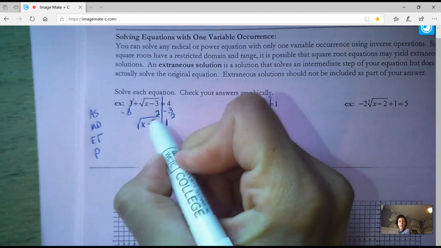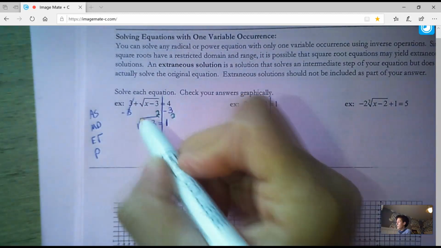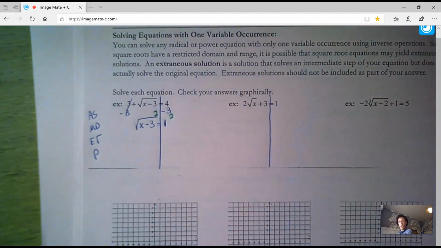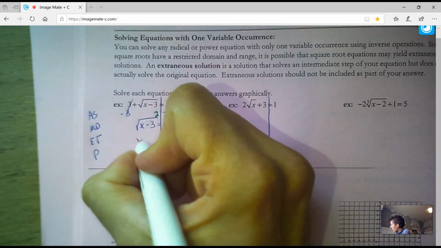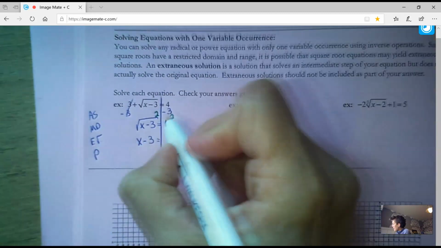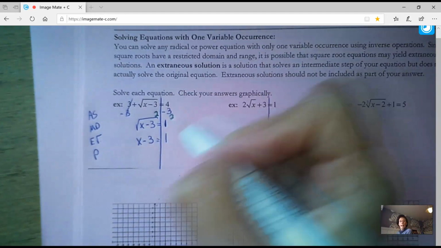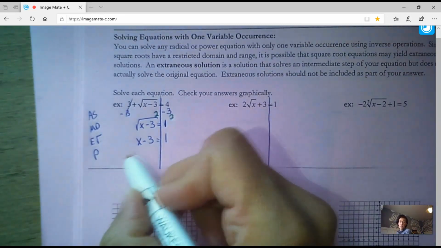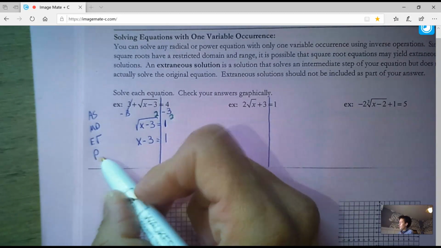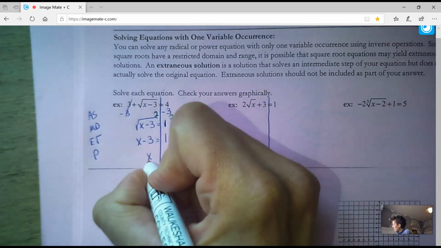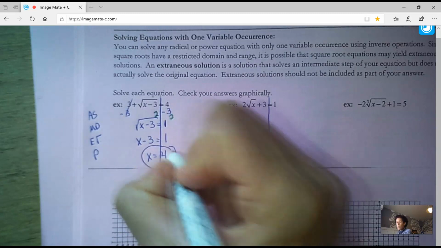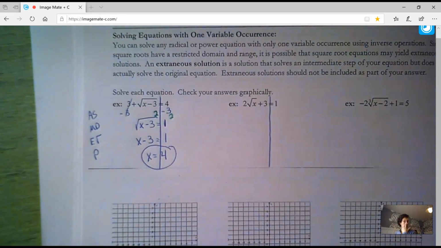When I square the left side, that little square cancels out. That x minus 3, they undo each other because they're inverses. So I'm just left with x minus 3. And when I square 1, just 1 times 1, that's 1. And now to get x by itself, I'll just finish it up. It's kind of like that was in parentheses. I'll just add 3 to the other side, and when I'm done, I get 4. We're going to check for an extraneous solution after we do the second one.